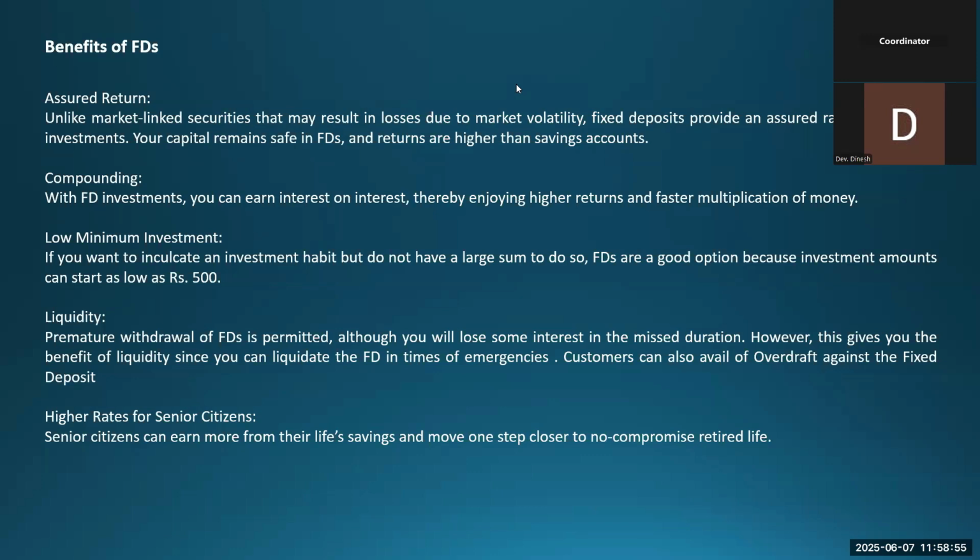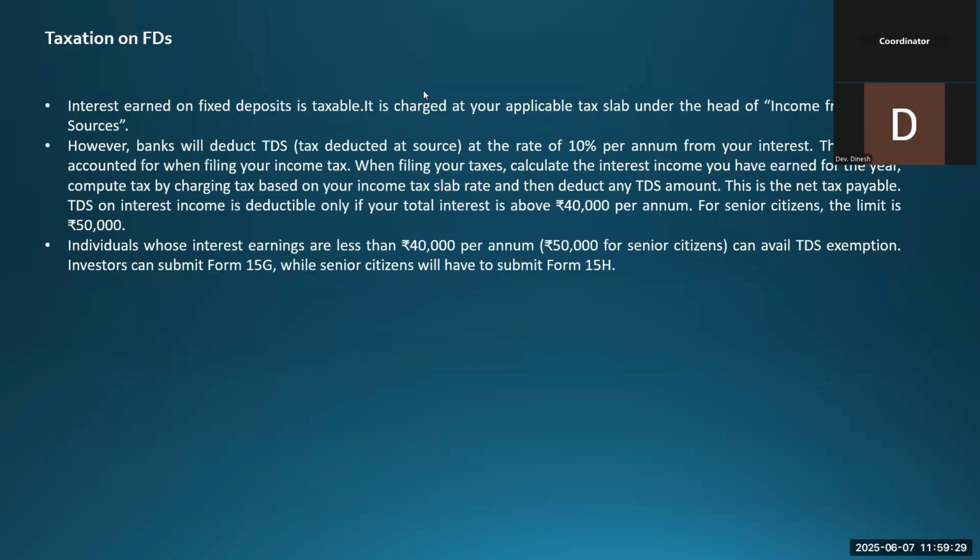Liquidity: premature withdrawal of the FD is permitted, right? But there will be a penal rate of interest which will be applicable. In emergencies, customers can withdraw the FD or they can create an overdraft against the FD. Overdraft we discussed, it can go up to 80 or 85% of the FD amount. The interest rate charged on an overdraft is 2% above the FD rate. Higher rates for senior citizens, we have seen this, senior citizens get 0.5% extra.